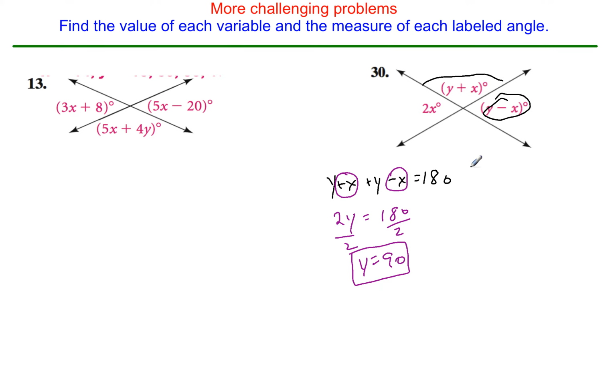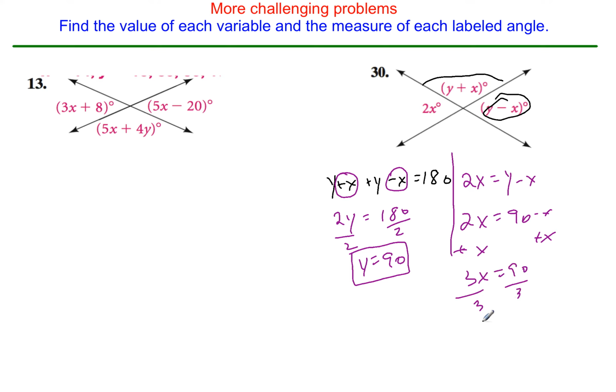But this is fine because now I can set up the vertical angle relationship. I know that 2x is equal to y minus x. Y is 90 degrees, so I've got 2x is equal to 90 minus x. When I add x to both sides of my equation, I get 3x is equal to 90, and dividing both sides of your equation by 3 leaves you with x is equal to 30. So it looks like I've got both of my variables, y is equal to 90, x is equal to 30.